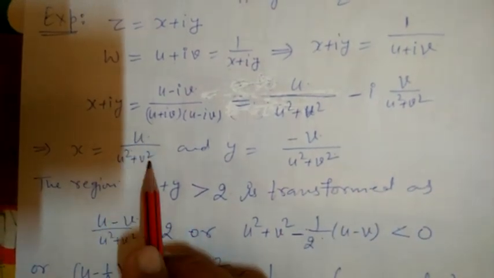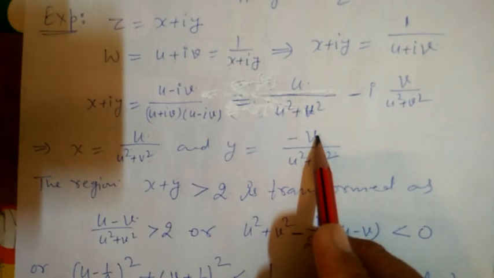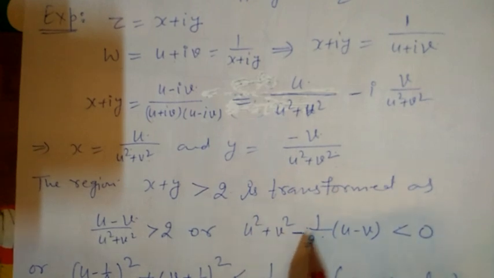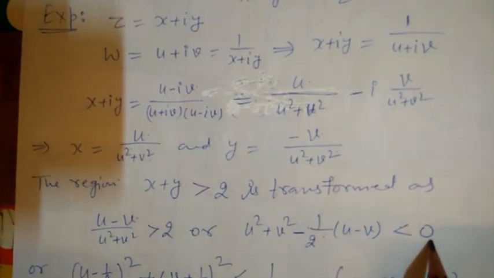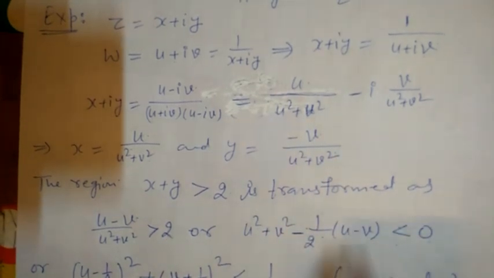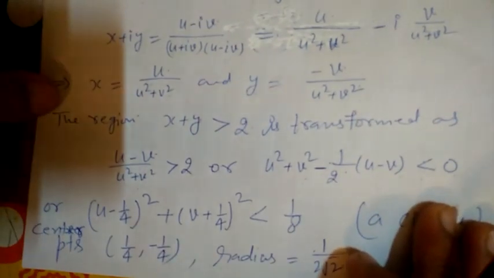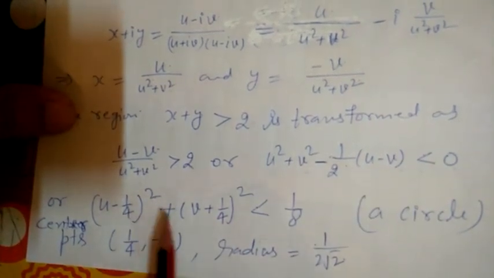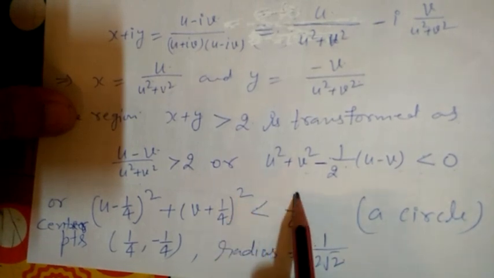According to the region in the z plane, the region x plus y greater than 2 is transformed as follows. If we put x is equal to u upon u square plus v square and y is equal to minus v upon u square plus v square, then this is (u minus v) upon u square plus v square greater than 2, or we write u square plus v square minus 1 upon 2 (u minus v) is less than 0. Taking the reciprocal of this expression, u square plus v square upon u minus v is less than 1 upon 2, or we can write this expression in the form (u minus 1 upon 4) whole square plus (v plus 1 upon 4) whole square is less than 1 upon 8.